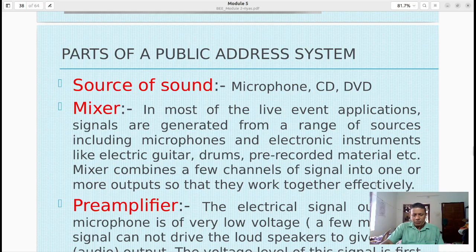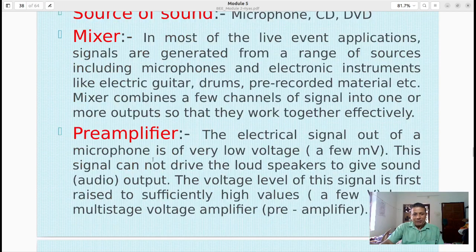A mixer has so many inputs. Mixer means you might have eaten mixture, which has different snacks like pakavada, some nuts, these things will be there in the mixture. Similarly, here the input to the mixer will have a microphone sound, CD, etc., like that, and the output will be a single one. And the next one is the preamplifier.